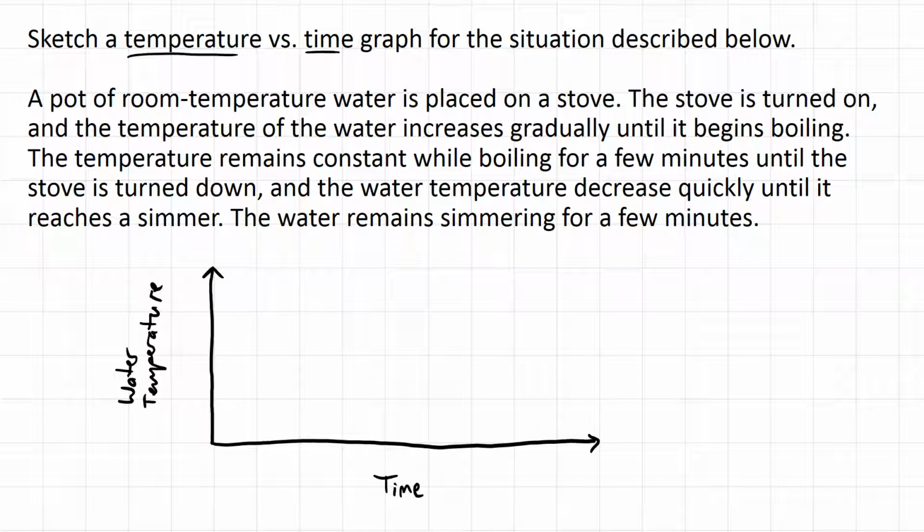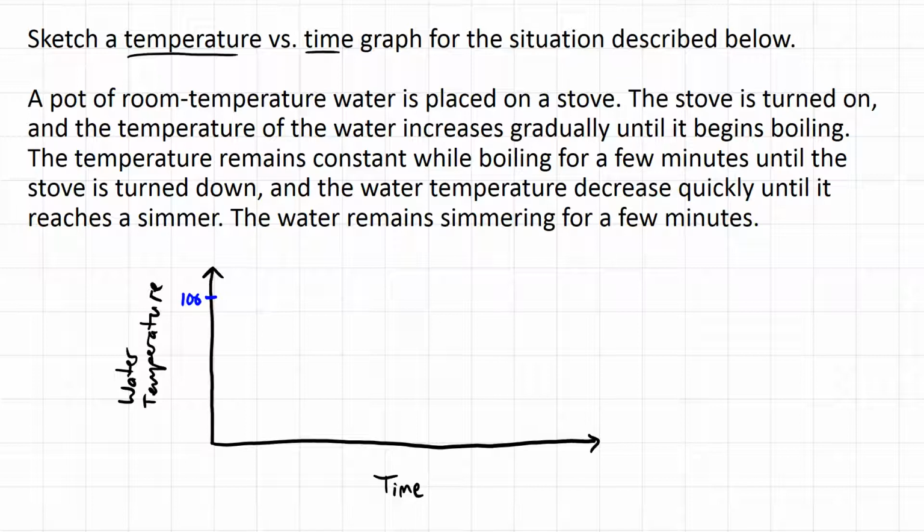Now we're not given any values, and so we could leave the axes blank, but just because I know something about how water boils, I could actually add a couple of values on the y-axis if I wanted. I know that water boils at 100 degrees Celsius, so that can be up at the top of my y-axis, 100 degrees.